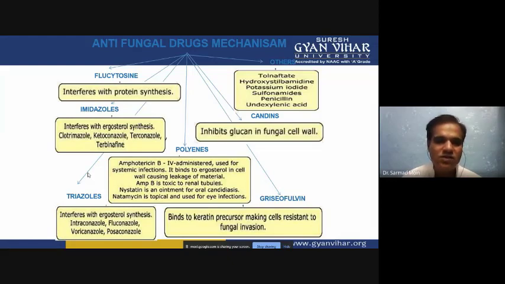Then candins are also there; they inhibit the glucans in the fungal cell wall. Other types of antifungal drugs also exist, like tolnaftate, potassium iodide, sulfonamide, penicillin, and undecylenic acid, which we can also give as antifungal drugs.